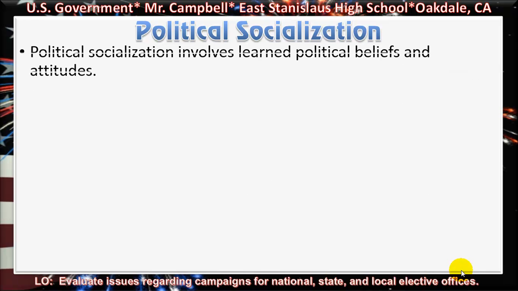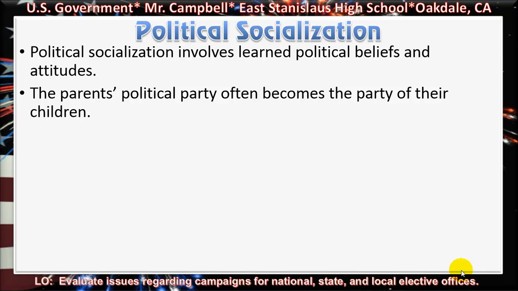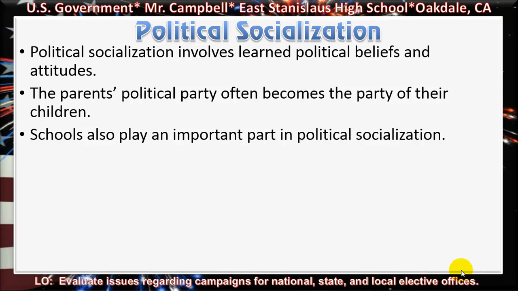Political socialization. Political socialization involves learned political beliefs and attitudes. The parent's political party often becomes the party of their children. Schools also play an important part in political socialization, not just from the fact that the school itself, the teachers, may inadvertently share their political leanings or have influence on the students and influence students' opinions, but peers as well.